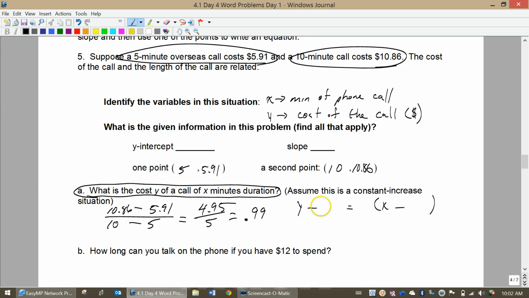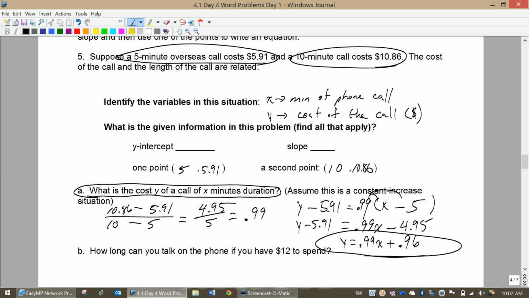So I'm going to use the first point. And then we can continue. When we distribute, what's 0.99 times 5? Anybody do it? What's 0.99 times negative 5? What is it? 0.99 times negative 5. Negative 4.95. Y minus 5.91. And then we're going to add 5.91 to both sides. And we get y equals 0.99x plus 0.96 as our equation.